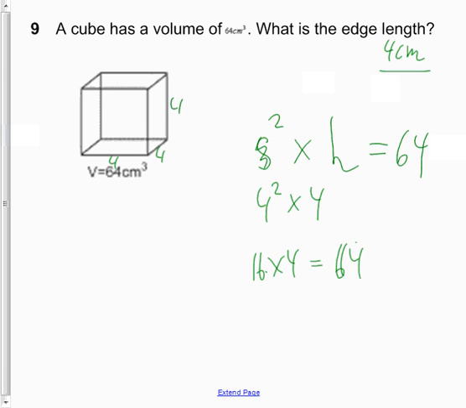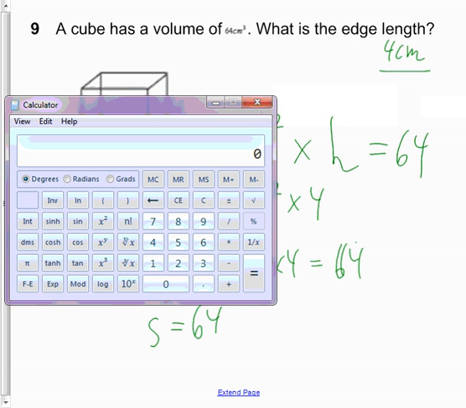Now, what you also could have done, instead of using side squared times h as your formula, remember what we said earlier in the video, that that's the same thing as side cubed. So if I said side cubed equals 64, on my calculator, we're familiar with the square root button. It's right here, right? But if I put 64 and hit this button right here, the cube root, it will calculate the cube root of 64 as being 4 for me, right?